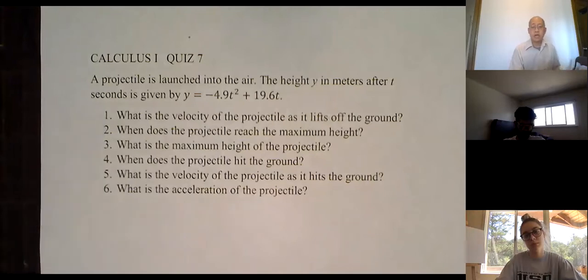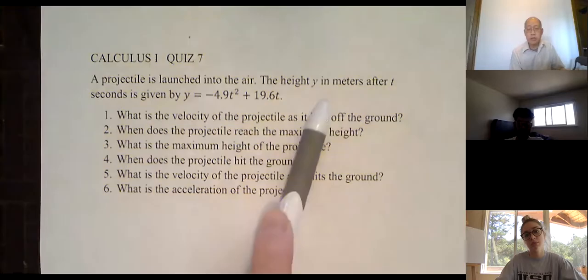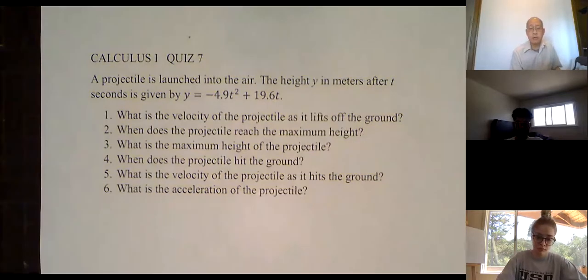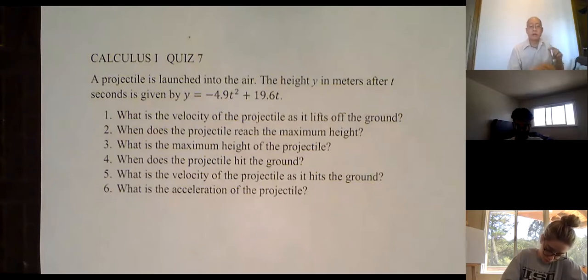So 6 questions. What is the velocity of the projectile just as it lifts off the ground? When does the projectile reach the maximum height? What is the maximum height? When does the projectile hit the ground? What is the velocity of the projectile as it hits the ground? And what is the acceleration of the projectile? We've talked before about velocity. Velocity is your first derivative. Acceleration is your second derivative. Make sure you have the right units. They give us meters, so velocity is meters per second. Acceleration is meters per second squared, and so on.